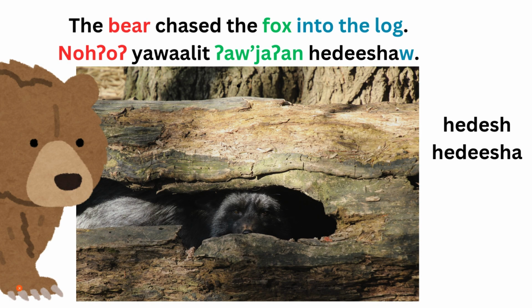For this sentence, it says, the bear chased the fox into the log. So we have a subject, the noho, instead of noho on, because he's the doer. So then we have chased. The fox, so oucha on, and it's green, so it's the object. Then we have into the log. And so instead of choosing hedish, we choose hedesha and add the W, so it's a location.